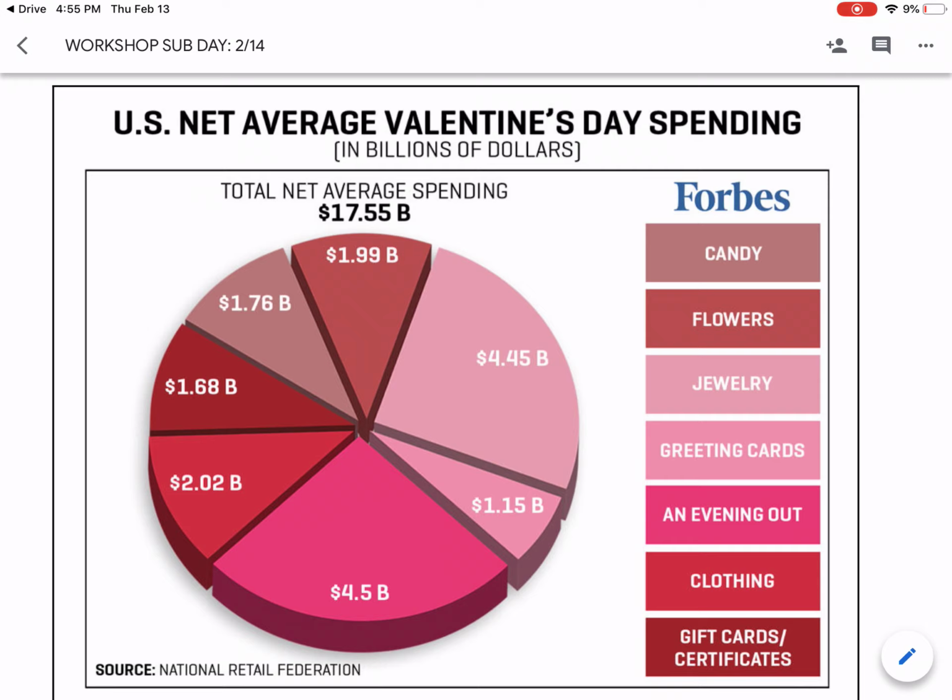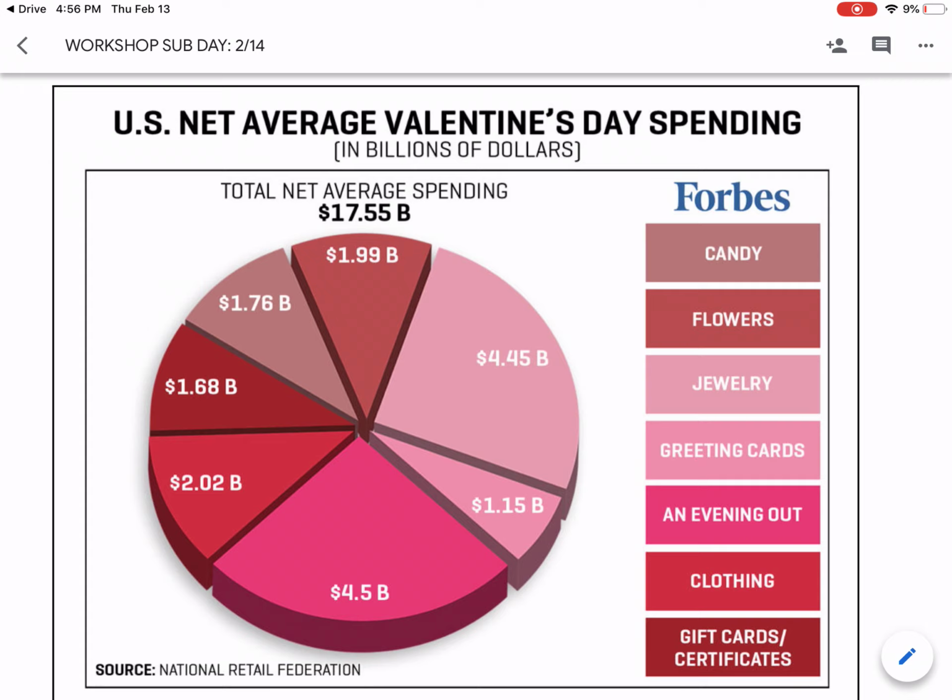You can also talk about the fact that jewelry and an evening out are the most expensive and kind of why. You can buy a box of chocolates for a couple dollars, but jewelry is going to be $100 or more depending on what you get. And an evening out, if you have a nice meal, it's not going to be as cheap as a box of chocolates. Same thing with flowers. They tend to be less expensive. So you can talk about those things, how it relates to your life, etc., etc.